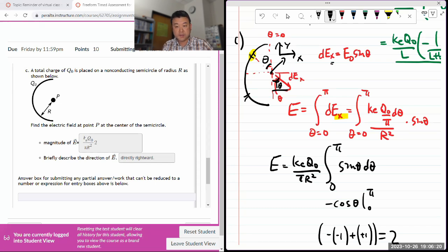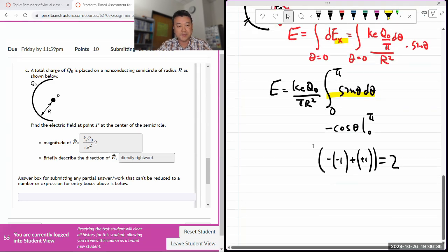So once I have that, I set up the integral. I factor out all the things that are constant. It turned out to be a relatively simple integral involving just one trig function. So I did the antiderivative and I confused myself briefly in plugging in the limits, but before time ran out, I realized it'll be 2 and justified it later before time ran out.